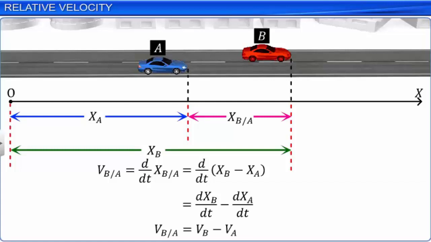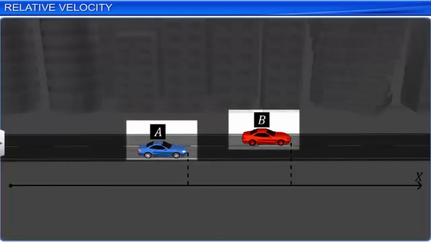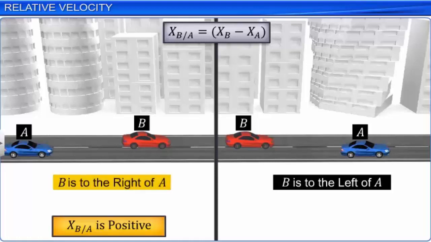Coming to the sign convention, regardless of the position of the origin O, with respect to the positions of A and B, a positive sign for xb by A means that B is to the right of A, and a negative sign means that B is to the left of A.